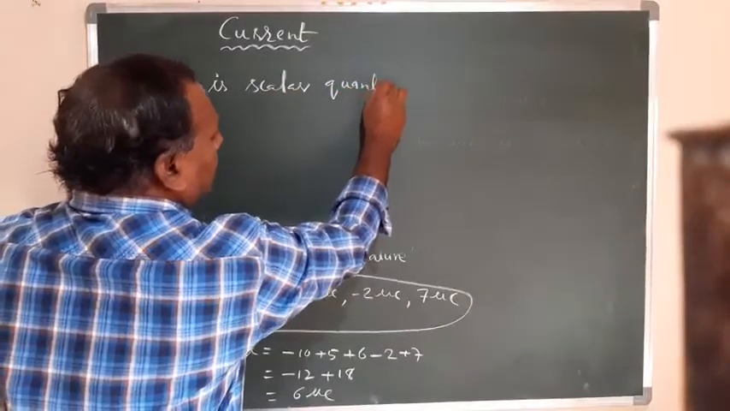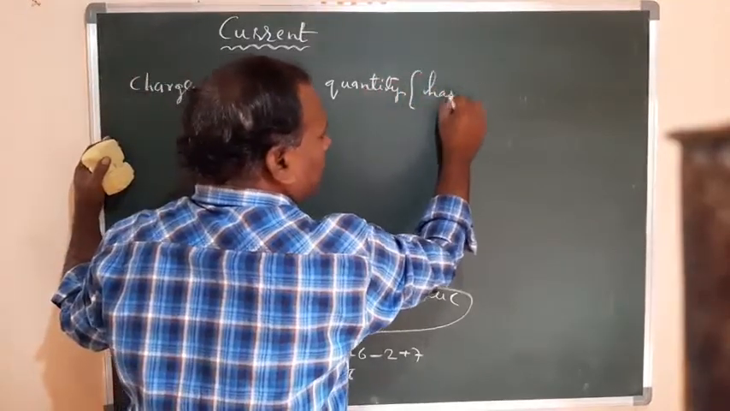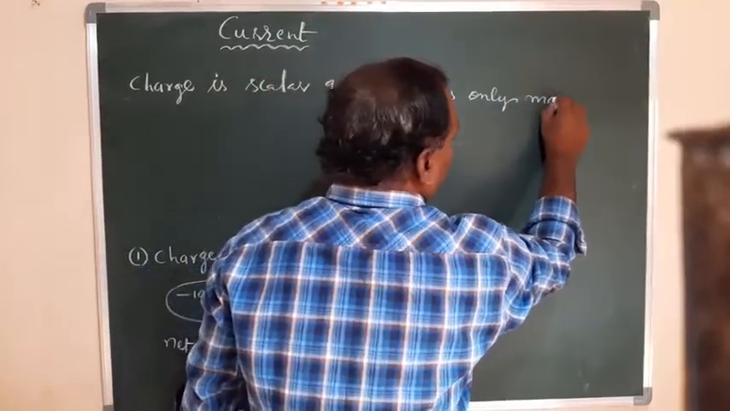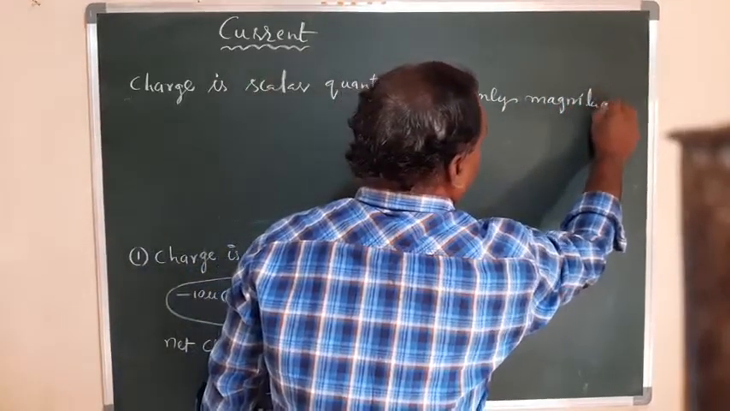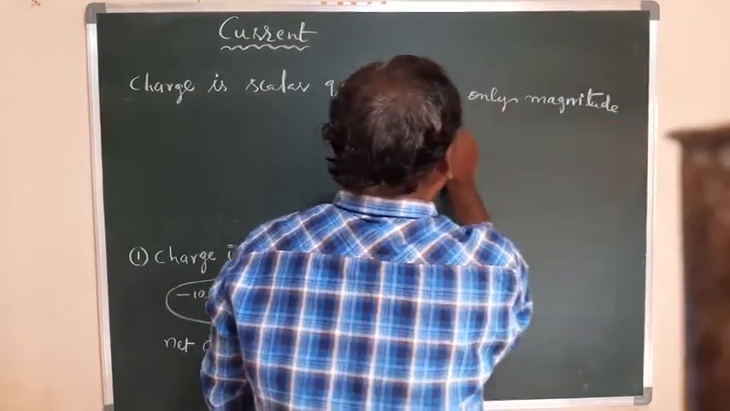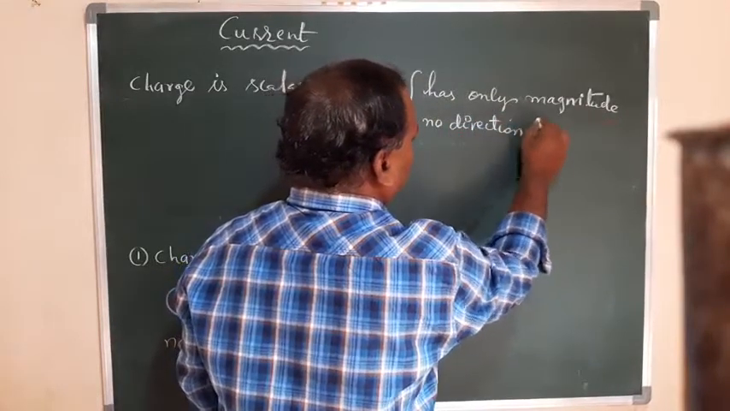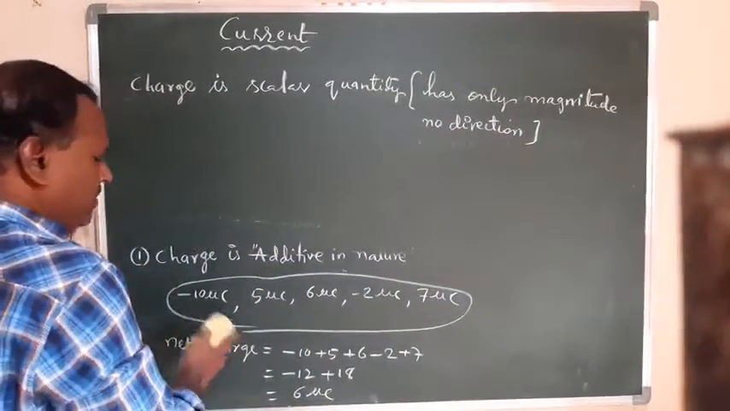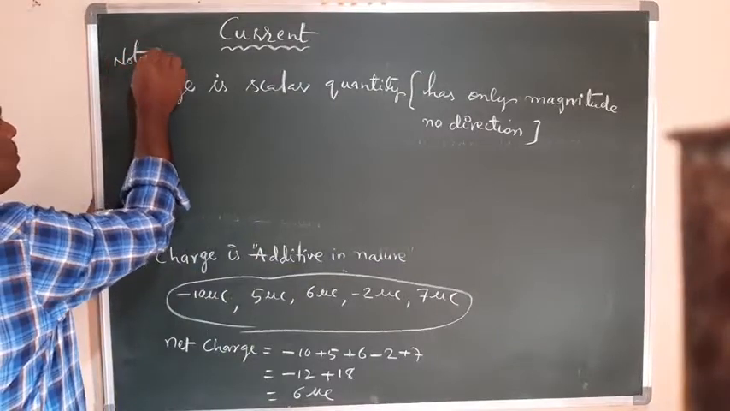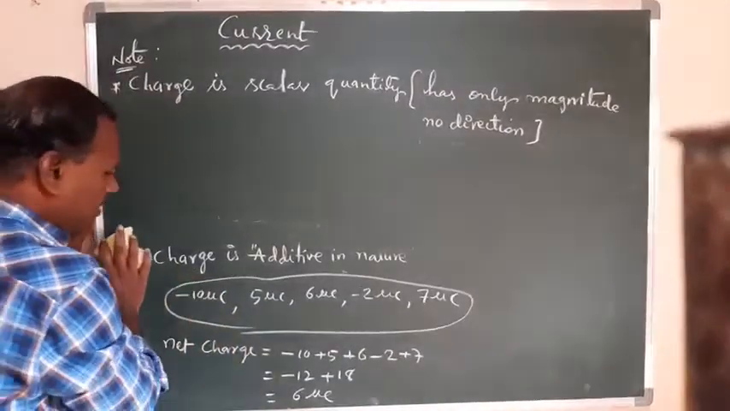Scalar quantity means has only magnitude, that is value, has only magnitude, no direction. So that is what you can get from this first property. This information you can put in a note also. You can put in note that charge is a scalar quantity, right? So this is the first property.